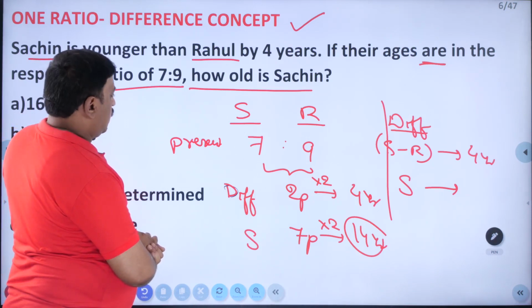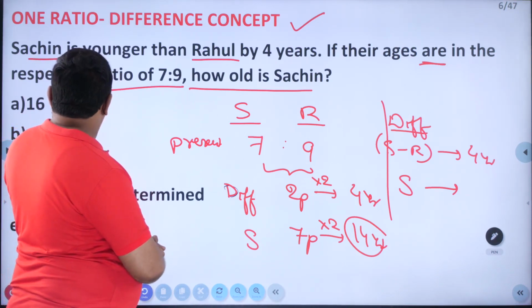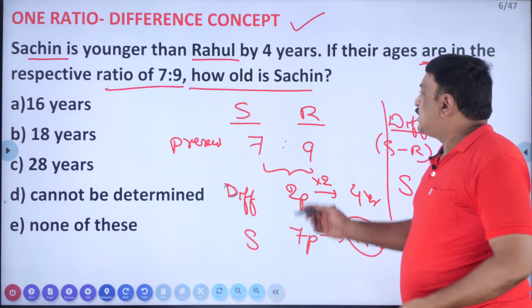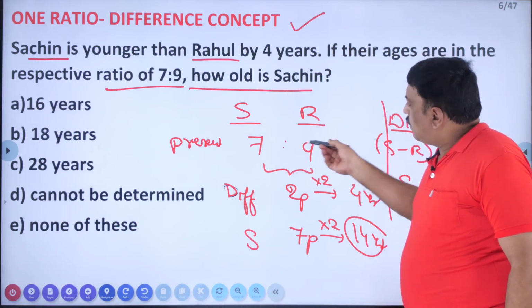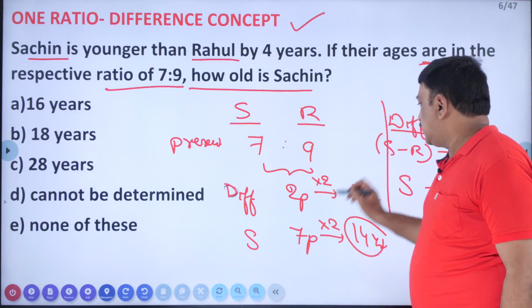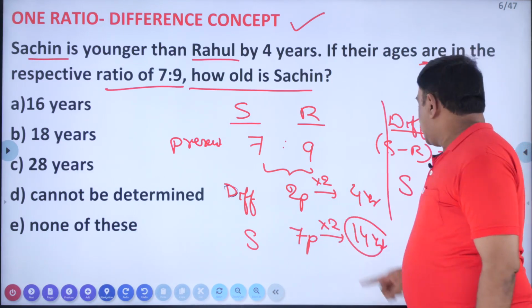Right? Did we miss anything here? So Sachin is younger. Sachin is younger means 7 parts. Rahul is 9 definitely, and 7 into 2. 2 into 2 is 4 years. 7 into 2, that is 14 years. Right? Okay. Next, go to the next one.